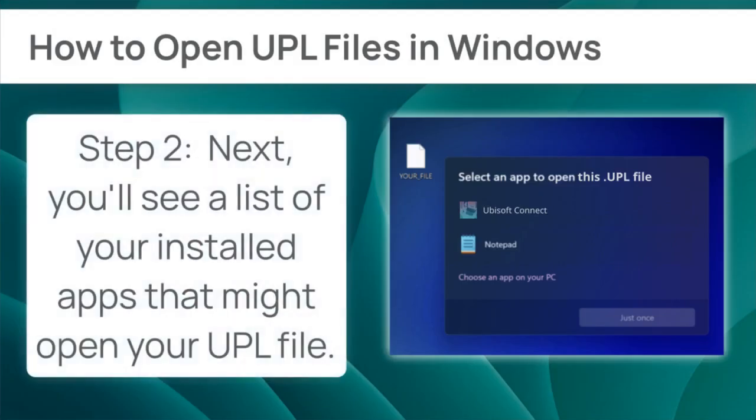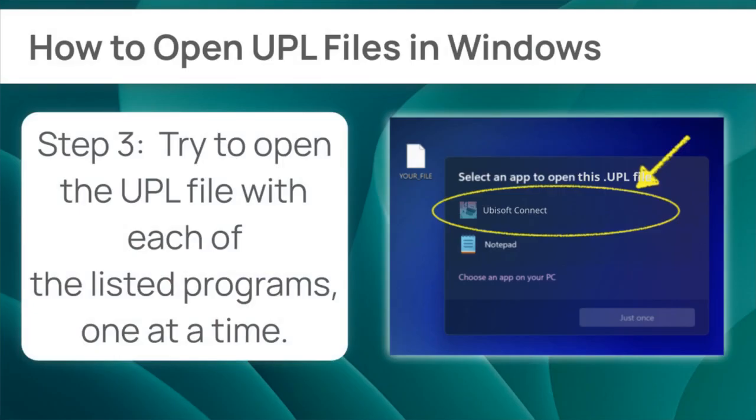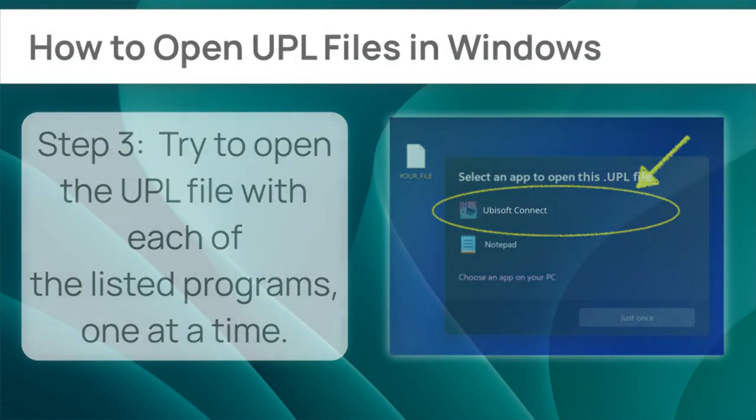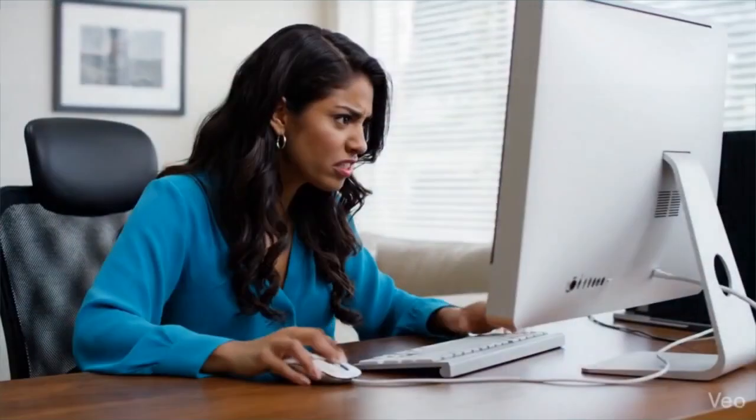Right-click the UPL file and click Open with. Test Ubisoft Connect first. If it's unavailable, choose another program. The right tool is key. When your UPL file isn't responding, don't worry, it's typical. Understanding the failure makes the fix easier.